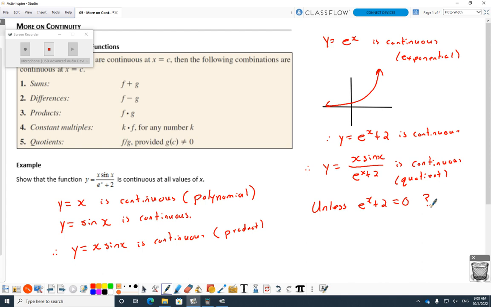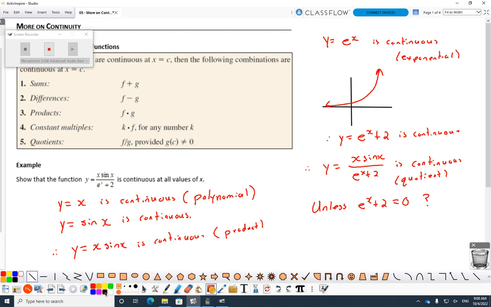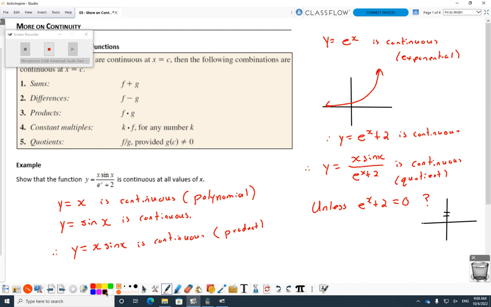So a quick graph to convince you graphically that we're okay here. Little asymptote there. And e to the x. So that graph is supposed to convince you that e to the x plus 2 will never equal 0. This denominator won't be 0, so I'm okay. But I want to do it algebraically as well.